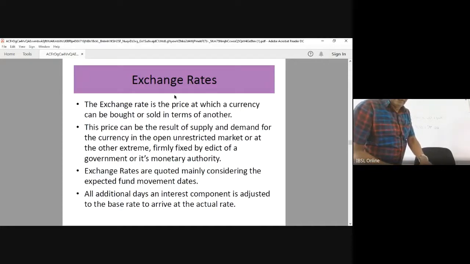Exchange rates. The exchange rate is the price at which a currency can be bought or sold in terms of another. This price can be the result of supply and demand for the currency in the open unrestricted market, or at the other extreme, firmly fixed by edict of a government or its monetary authorities.